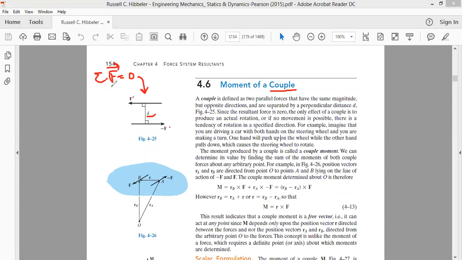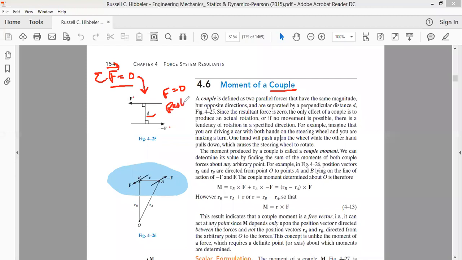One of the conditions for equilibrium is that the summation of all the forces acting on the body should be equal to zero. But look here: if you add up the two forces, you have one force acting in this direction and another force acting in this direction. The resultant of these two forces is equal to zero, but the body will not be at rest. Rest of the body is not possible.